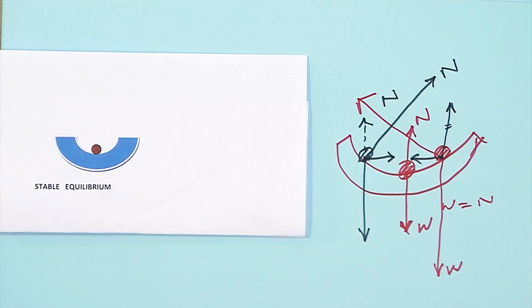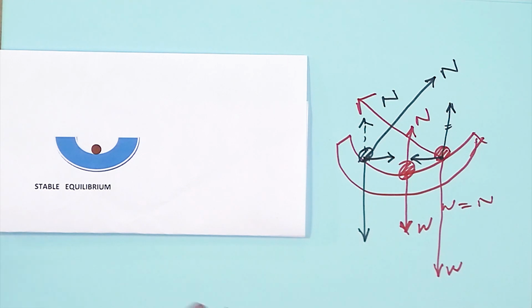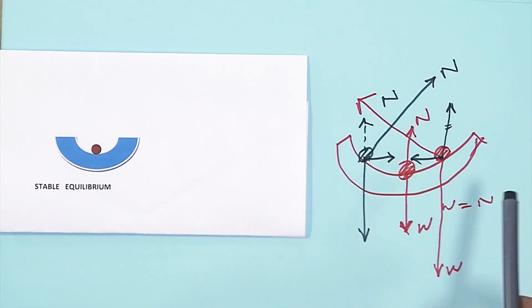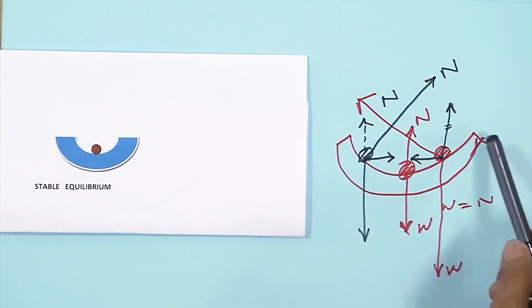By the time the ball reaches the equilibrium position, because of this pull, it has already gained some kinetic energy. So, what happens? It does not stop at the equilibrium position. It moves in the opposite direction. Once again, the same thing happens, it acquires some potential energy, and then it comes back, and it goes on and on.